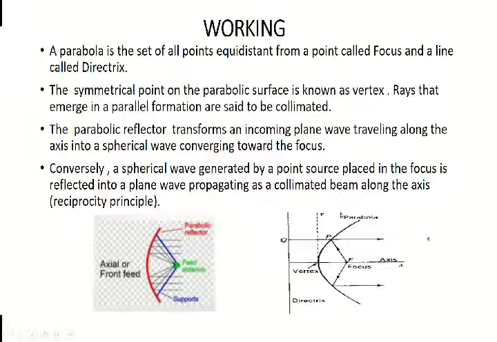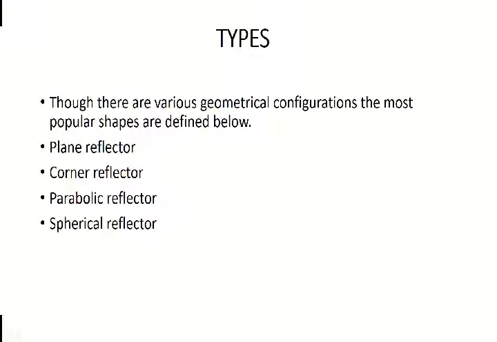Now, what is the function of this parabolic reflector exactly? It transforms any incoming plane wave traveling along the axis into a spherical wave, converging it towards the focus. Or in other words, the converse condition based on the reciprocity principle: a spherical wave generated by a point source placed at the focus can be reflected into a plane wave, propagating as a collimated beam along the axis. So we know that an antenna is used for both transmission and reception purposes, based on the reciprocity principle. That is what is shown here.